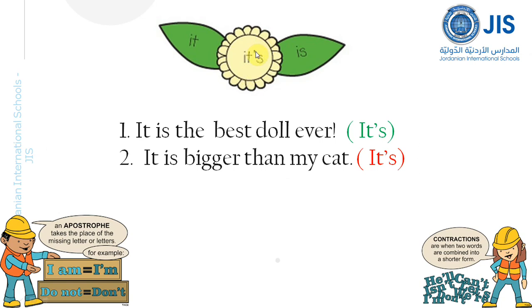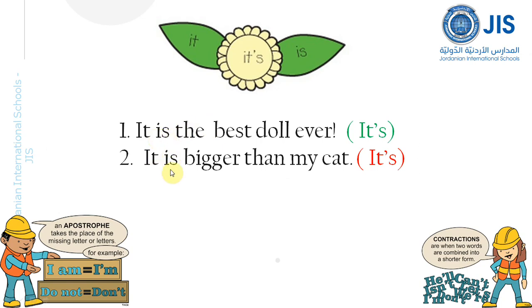So what did I do here? I removed the i and I put an apostrophe instead. So it's. Let's see the two examples I wrote here for you. It is the best doll ever. So we have it plus is. All together they become it's. Notice the apostrophe here: we added the apostrophe instead of the i.